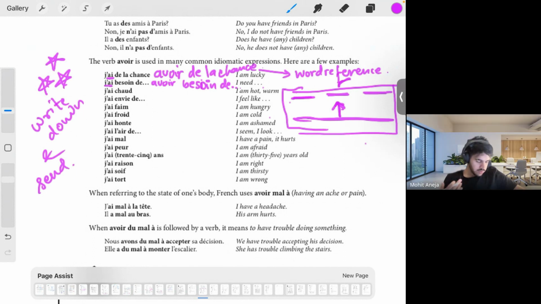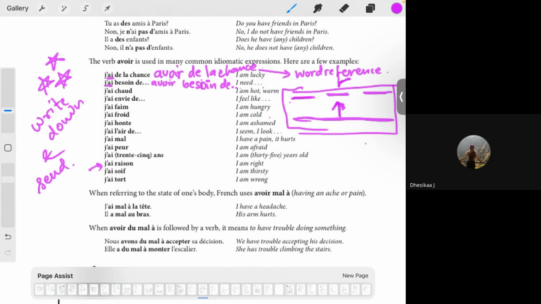And please note that these are used very, very frequently, and all of these expressions have avoir in them, if you notice. So how will you say "you are right"? It has avoir in it. Avoir raison. Tu as raison.